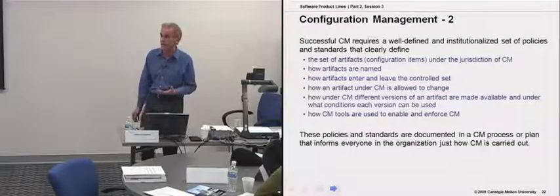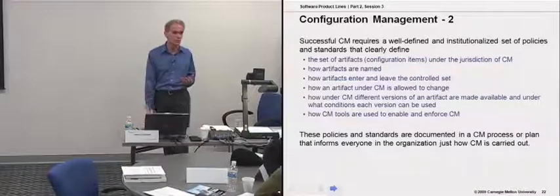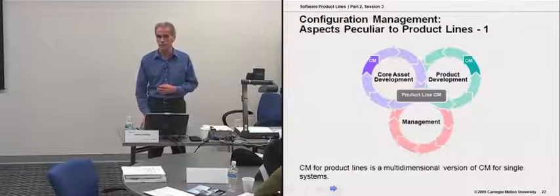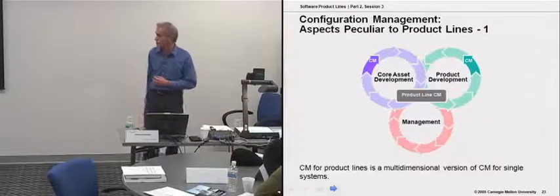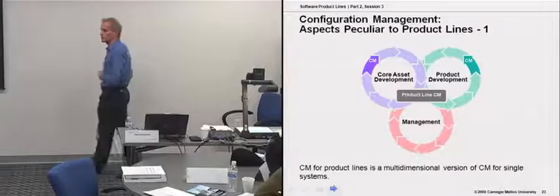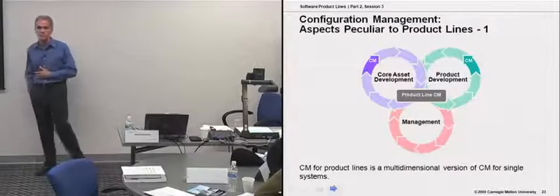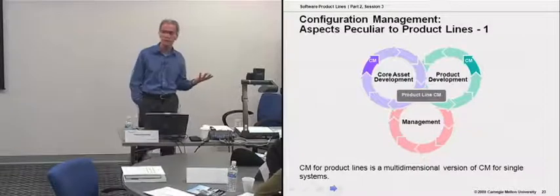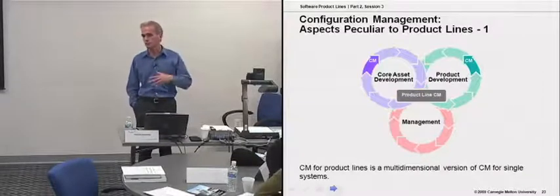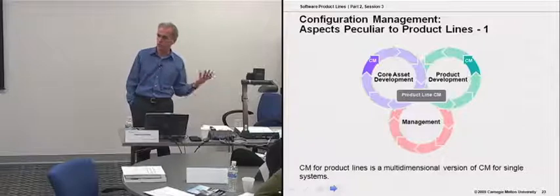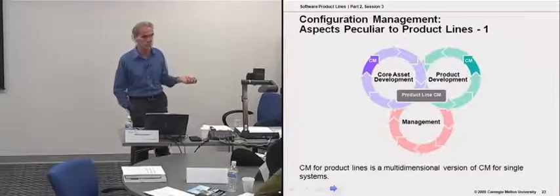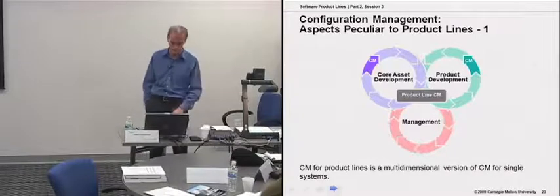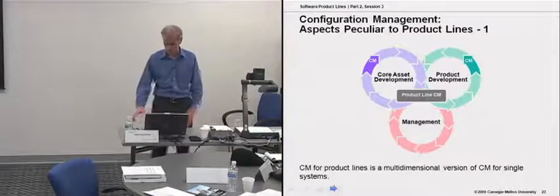So if you don't already have a disciplined approach to configuration management, you're going to have some fun in product lines, because you have the core asset base under configuration management, you have the products under configuration management, and in fact, as the product line evolves, you have the entire product line under configuration management as you move from one generation to the next, and as older assets are retired and older products are retired and new assets and new products come along. A branching nightmare if done properly.